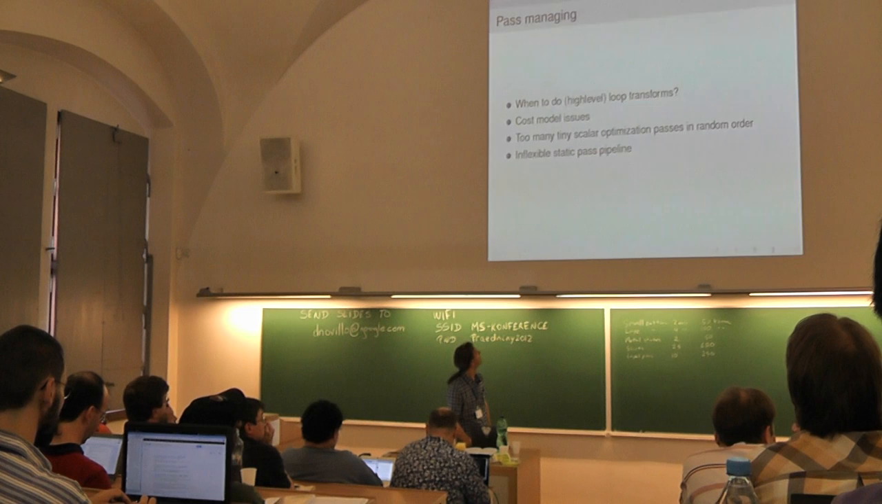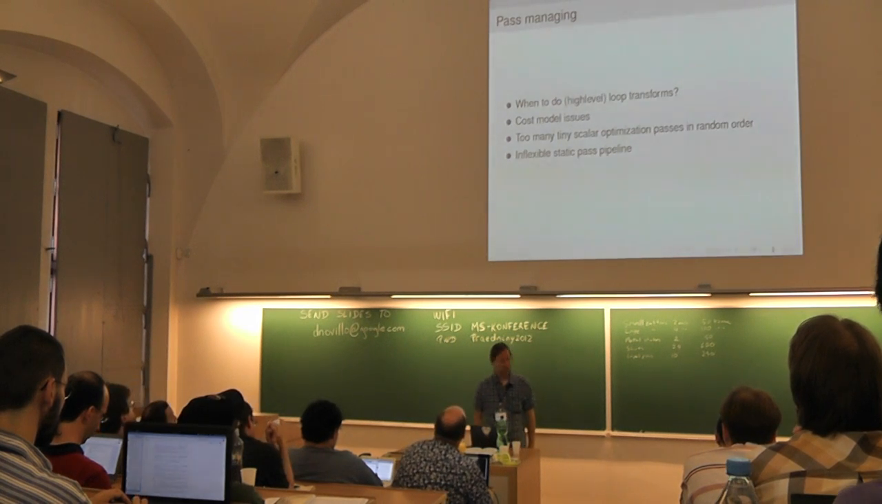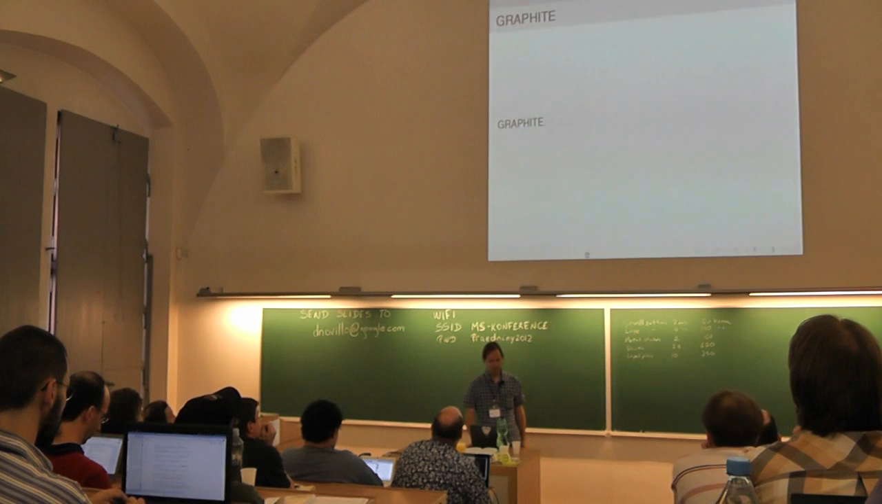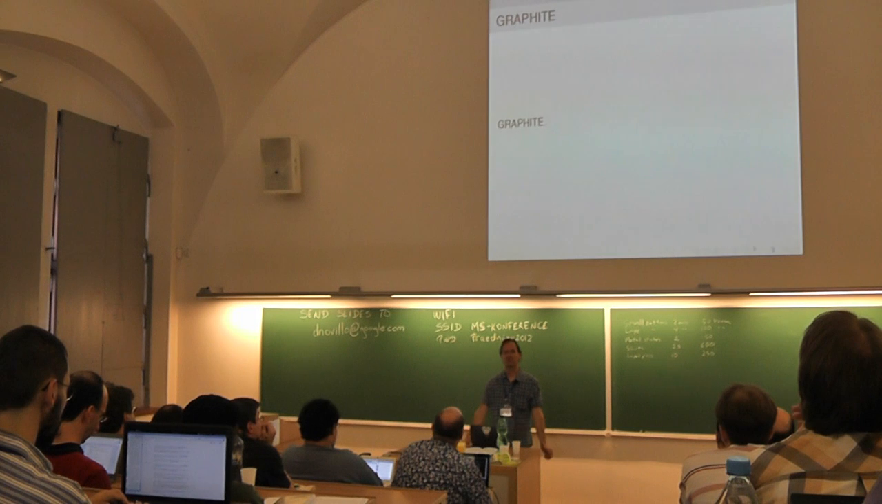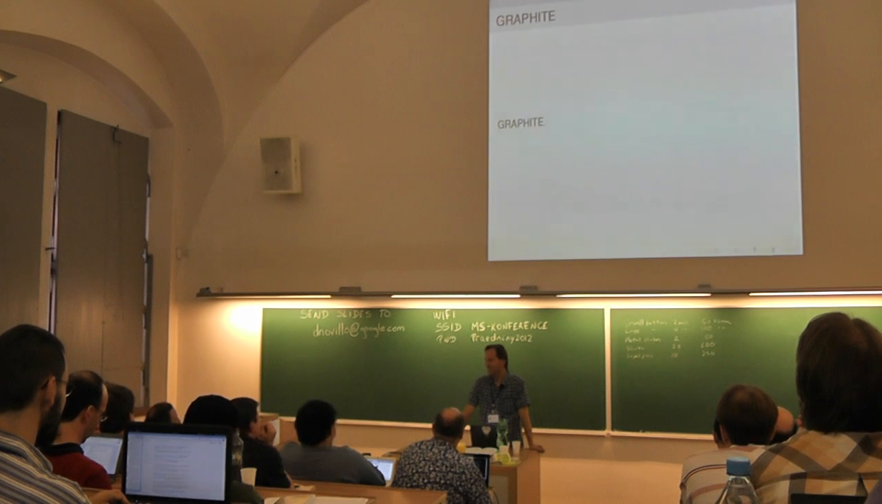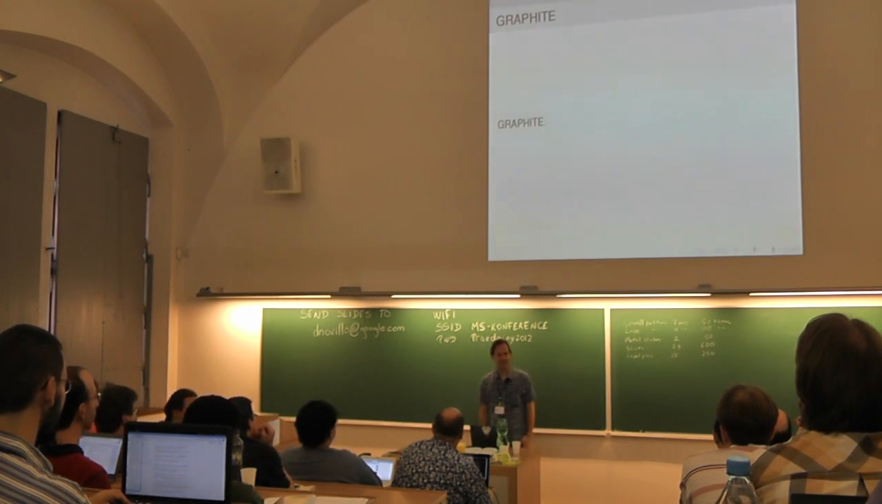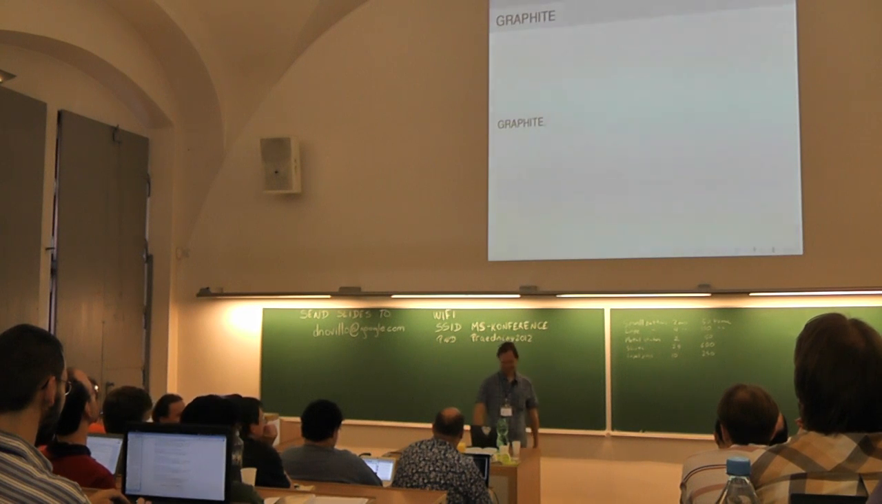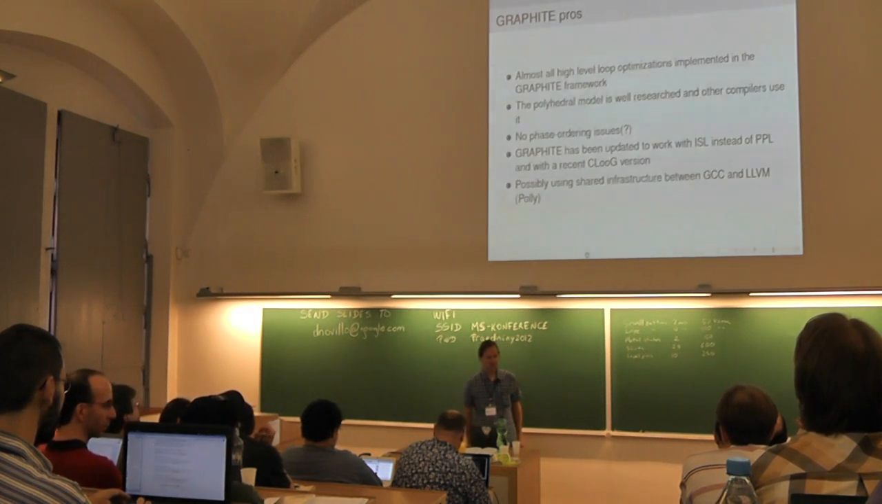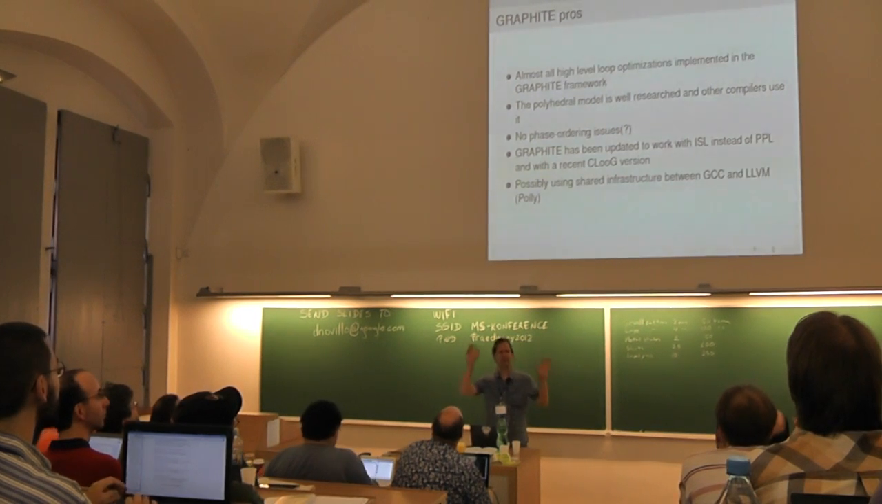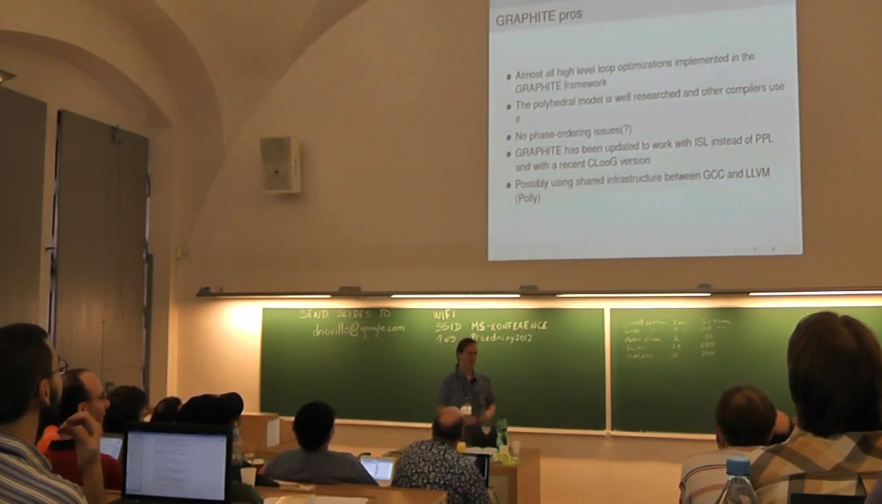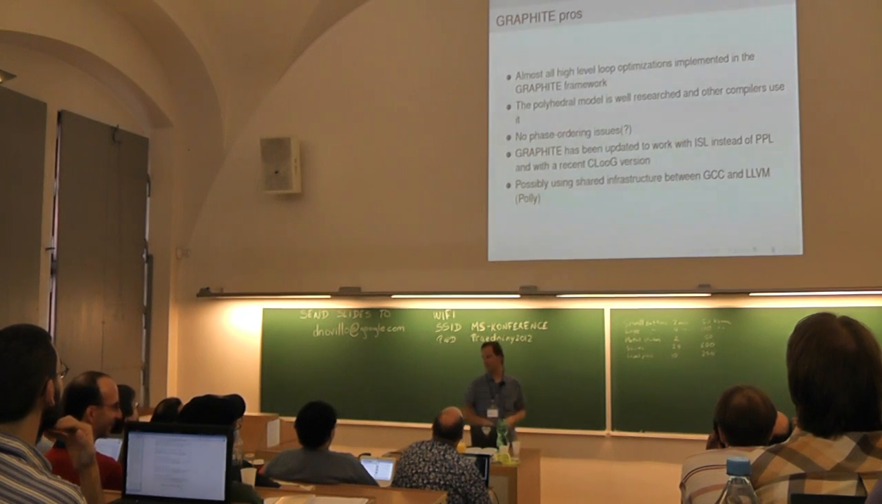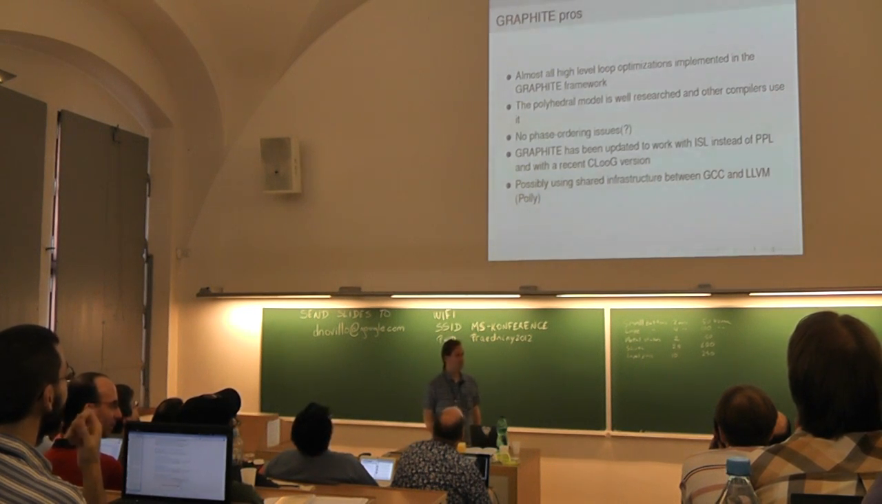So now we go to the main topic of this talk, the high-level optimizers, which means talking a little bit about Graphite. So who has never heard about Graphite? Oh, you all have heard about Graphite. That makes it worth finding all the tears afterwards. So what is Graphite? Graphite is this polyhedral thing that does magic, so we need some inefficient code that does magic and then fast code comes out of it, if you have all the dependencies.